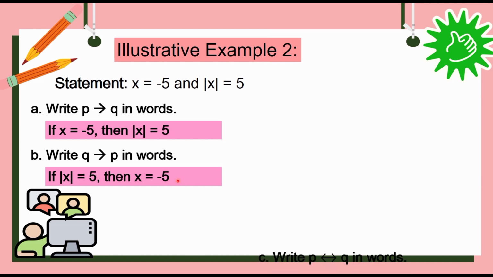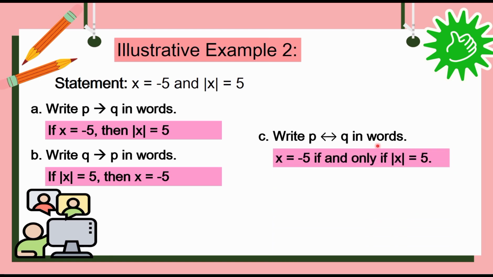Okay. How about letter C? Write P if and only if Q in words. We need to rewrite it into a biconditional statement. So, let us rewrite this into a biconditional statement. x is equal to negative 5 if and only if absolute value of x is equal to 5.